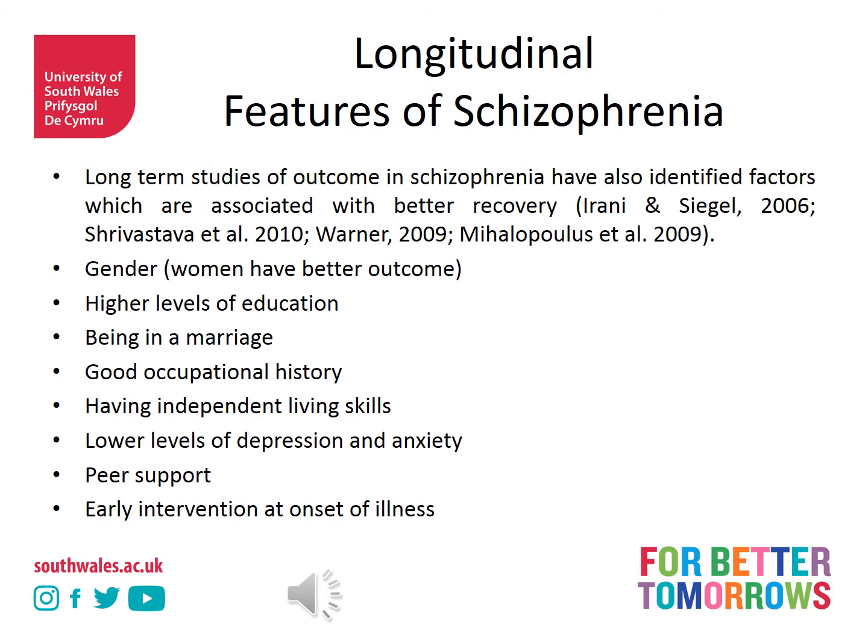Long-term outcome studies in schizophrenia have shown that there are several factors associated with better recovery. Women tend to recover better than men, those with high levels of education, those who are married, those who have a good occupational history, those who have independent living skills, those who have lower levels of depression and anxiety, those who have peer support, and those who have early intervention often recover better than those who do not.